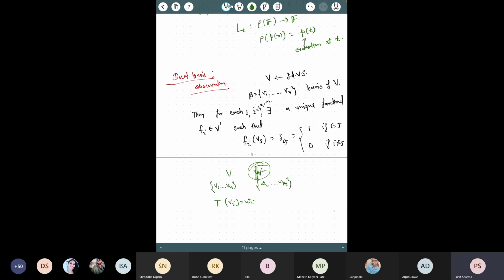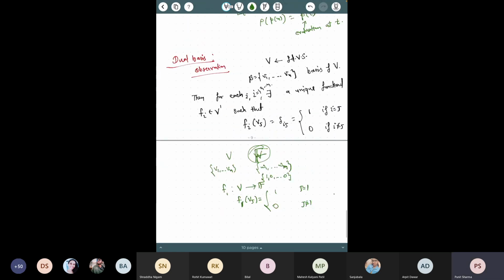Now for F1, what Wi should I choose? If I want to define F1 from V to F, such that F1 of Vj is equal to 1 if j is equal to 1 and 0 if j is not equal to 1, what would be my Wi's? Here I know that if I take 1, 0, 0, 0, then there exists a unique linear transformation from V to F, that means a unique functional, such that F1 of Vj is equal to 1 when j equals 1 and 0 if it is not. So I have used that result. Is it true?